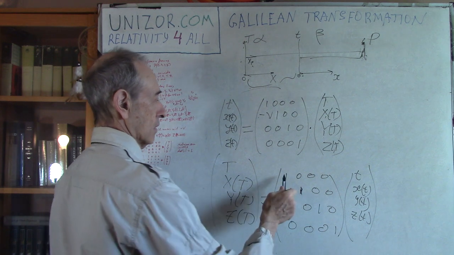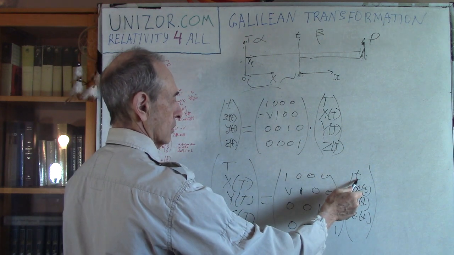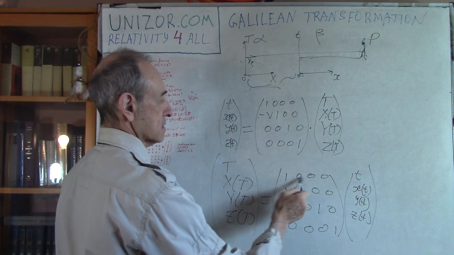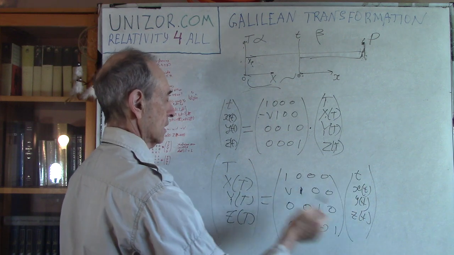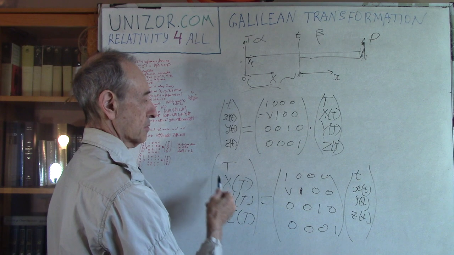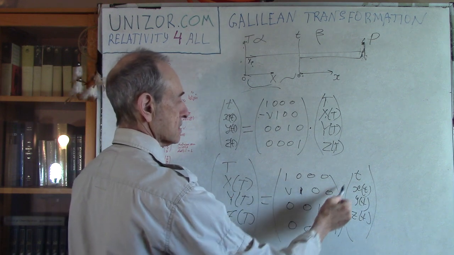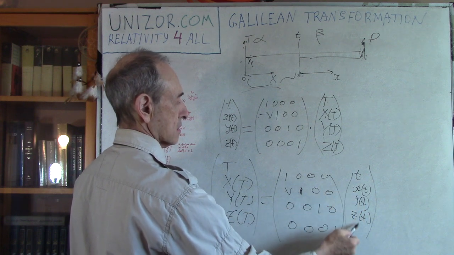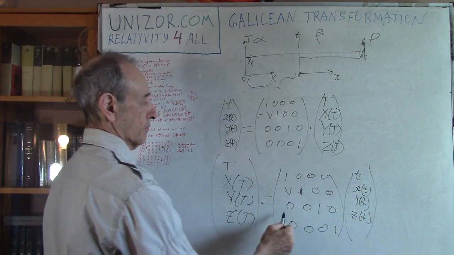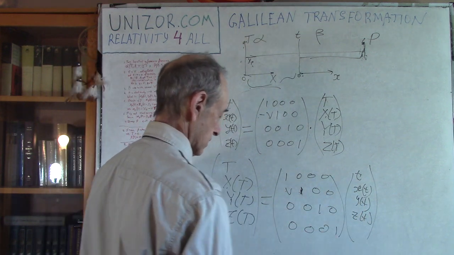Okay, now, 1 times lowercase t, and 0 the rest. So the product of this row by this column gives me my first element. Now the product of this times this, v times t, 1 times x, and 0, gives me x. And the same thing for the rest of this.